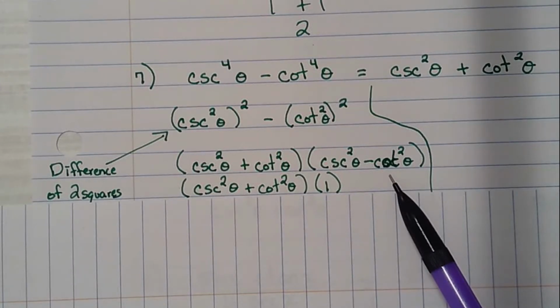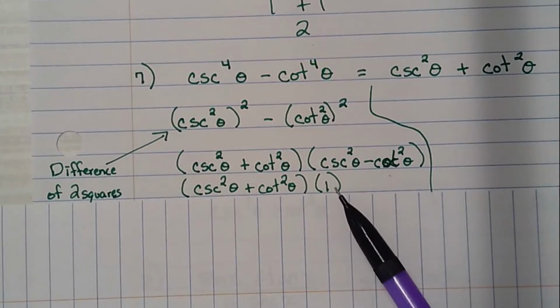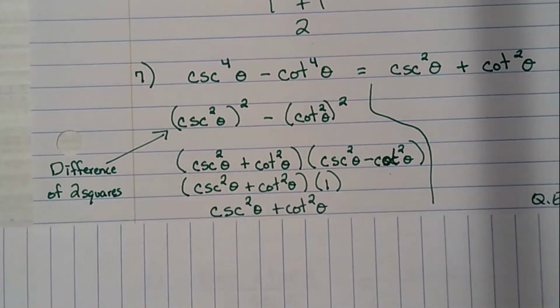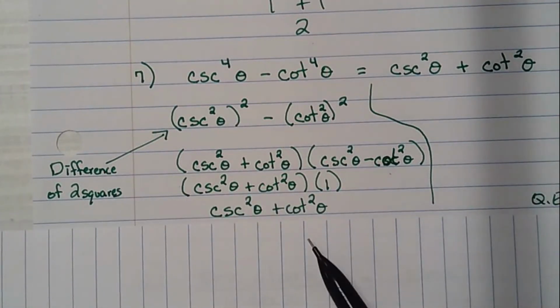And if I look at my Pythagorean identity, the third one on the sheet, I can go ahead and subtract cotangent squared theta from both sides, and I get this expression. And so this is actually equal to 1. And so then my first parentheses times 1 is itself, and that's what I was trying to prove.